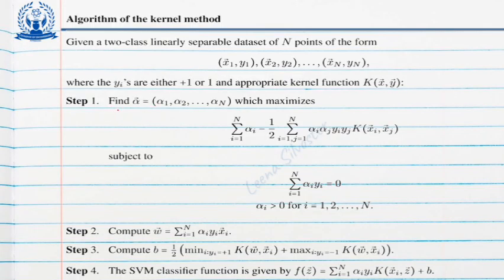First find alpha, then compute w using this equation, compute b, then SVM classifier is given by f equal to this one: function equal to w^T x plus b. So this x is replaced by k(w,x), k(w,z).